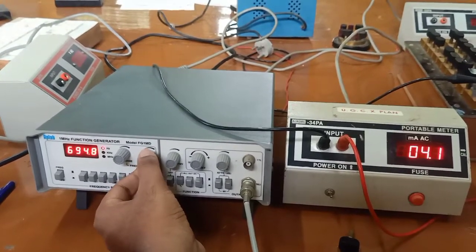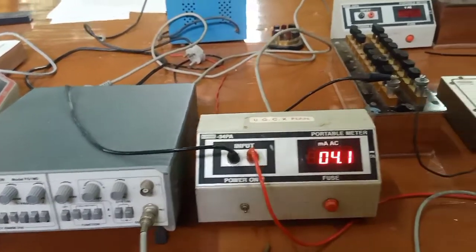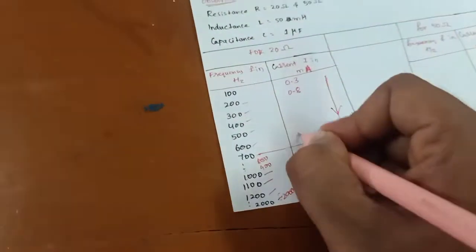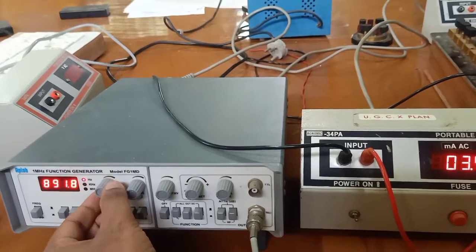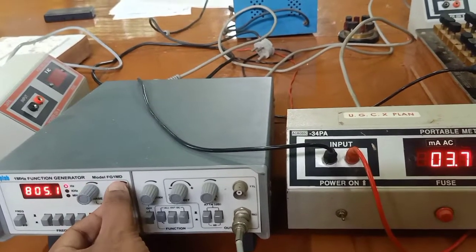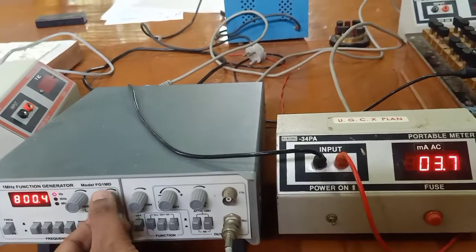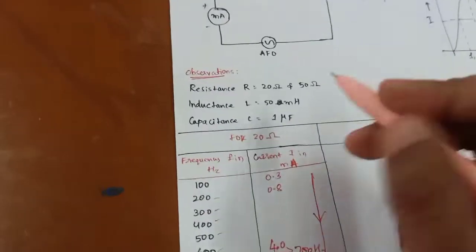Now using the fine knob, I am setting it to 700 hertz. It is showing 4.0 milliamps. Then for 800 it will decrease. It will be 3.7. For 800 it will be 3.7. So this is the first part, the tabular column 1 for the 20 ohm.